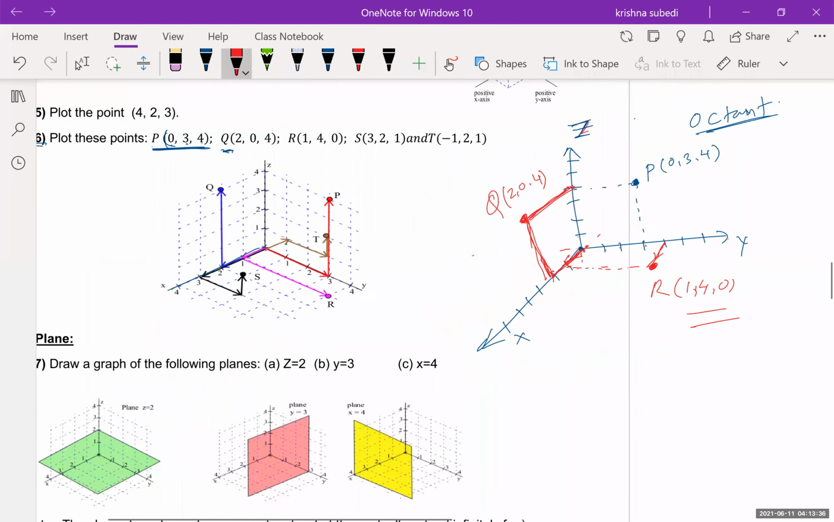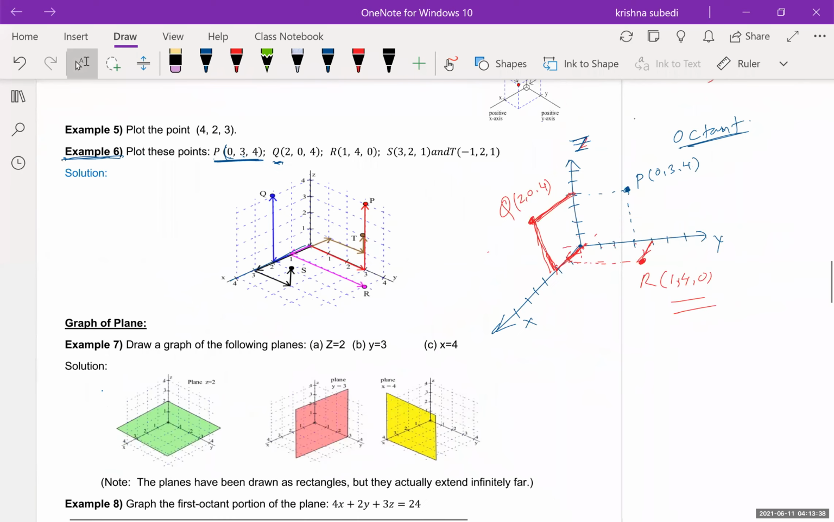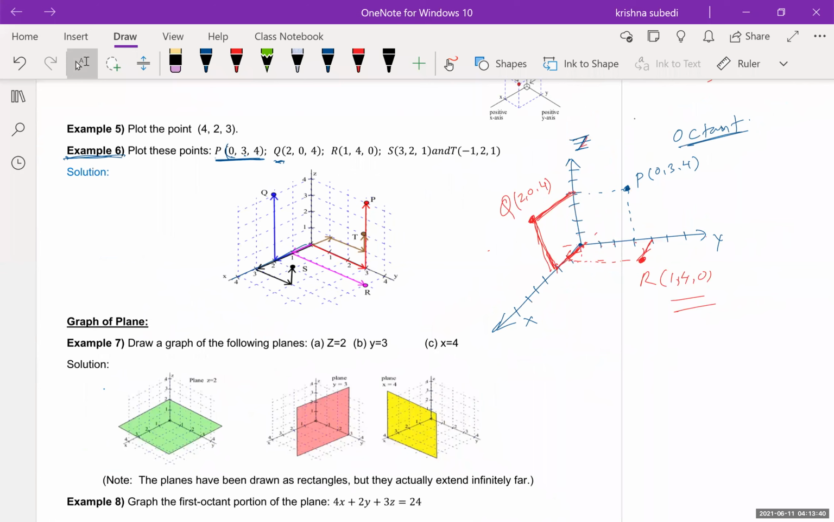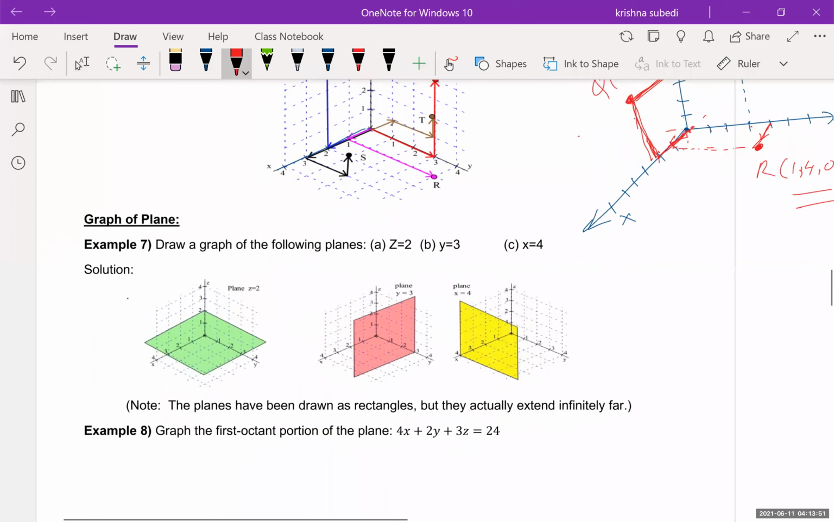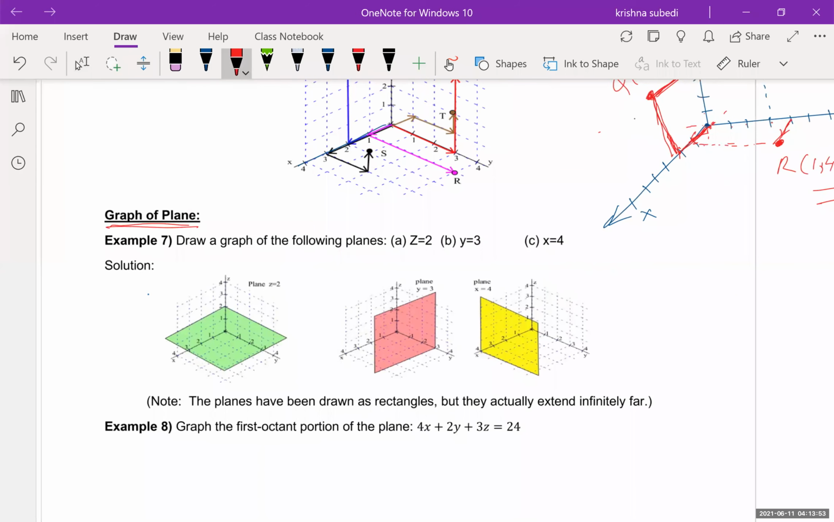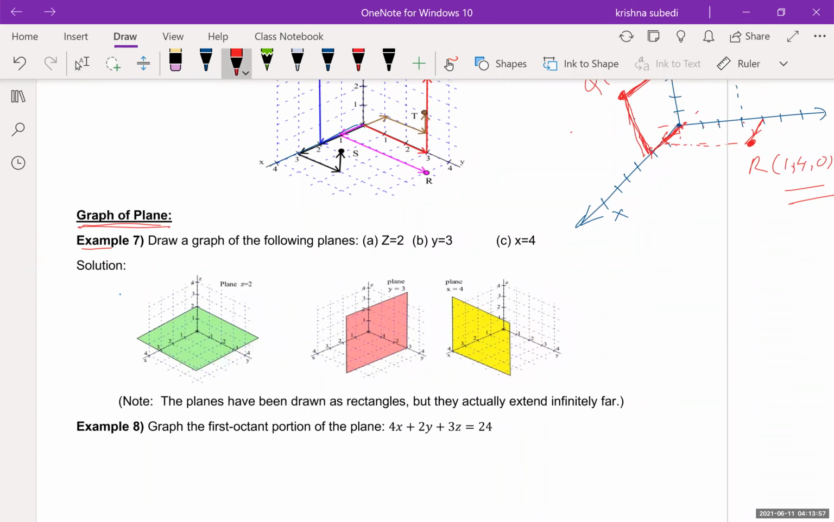Now, how do we draw a very simple graph of a plane? Let's look at that. I trust that you can do S and T yourself. Now let's look at how to draw a plane in 3D. So example 7, draw a graph of the following plane, z equals 2.